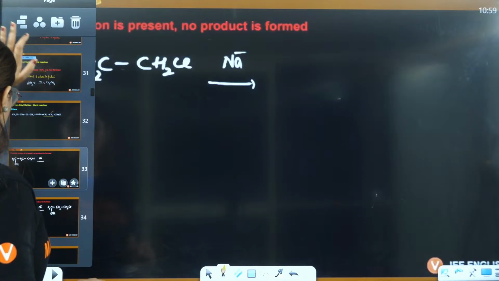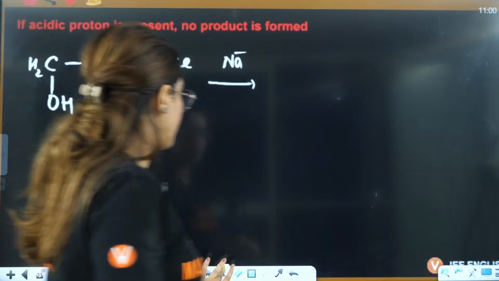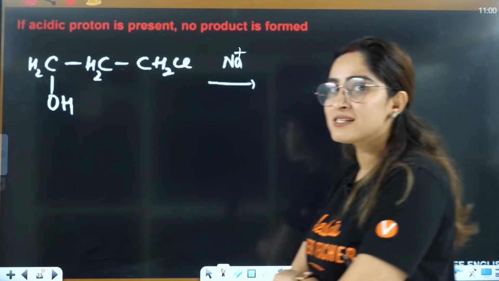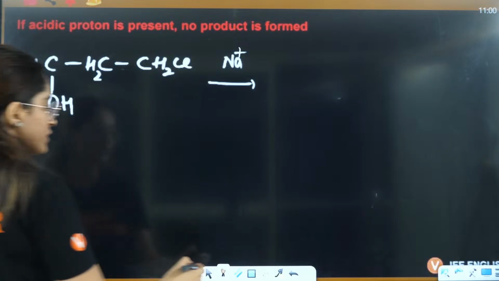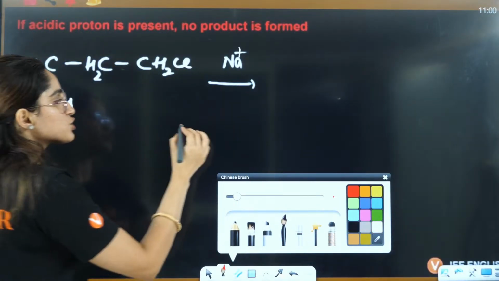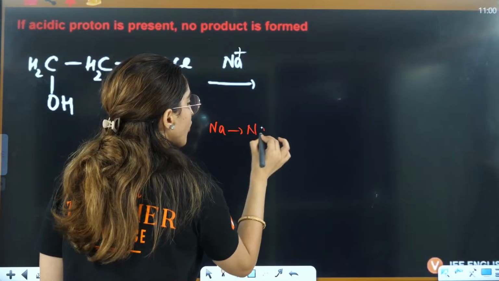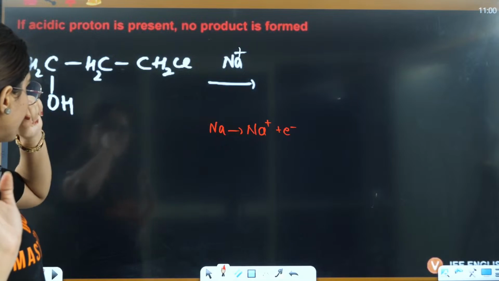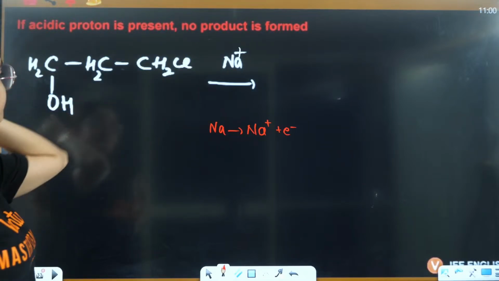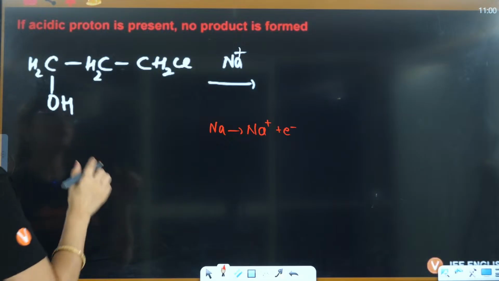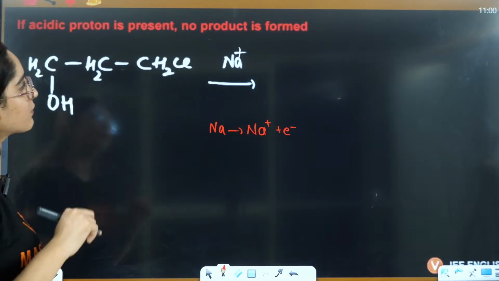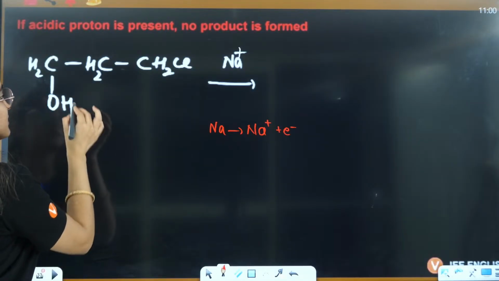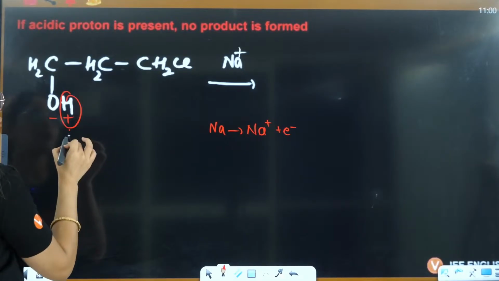One more thing. There are some important parts here. For example, if an acidic proton is present, we know that sodium is already converted to sodium positive by losing one electron. It is already doing that step. So you have Na positive now. If you have an acidic proton here, this particular proton is the acidic proton.